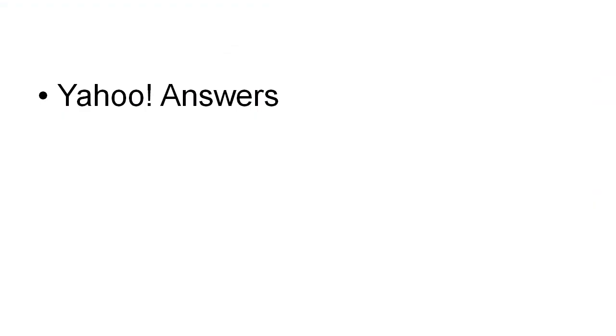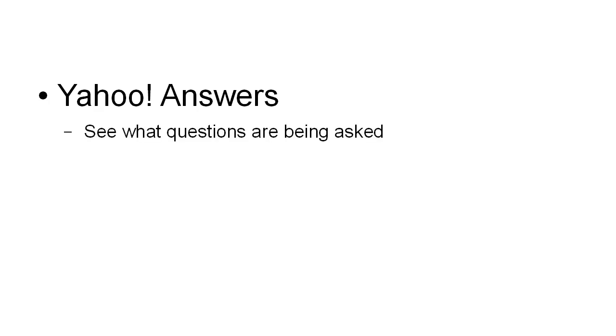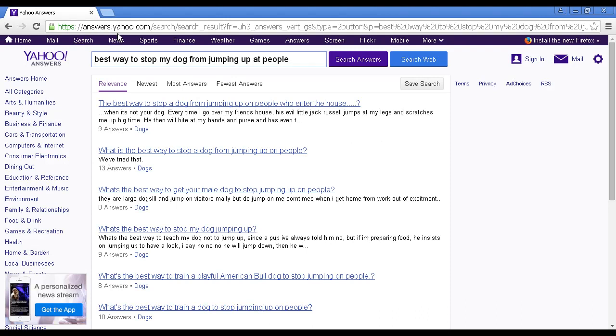Another good site to look at is Yahoo Answers. And similarly to looking at forum sites, you want to see what questions are being asked, and you want to see what answers are being given. And what you do is you come here to answers.yahoo.com, and then you enter your question here into the box and click here where it says search answers. And following on our dog training theme from earlier, the question I put in here is best way to stop my dog from jumping up at people.